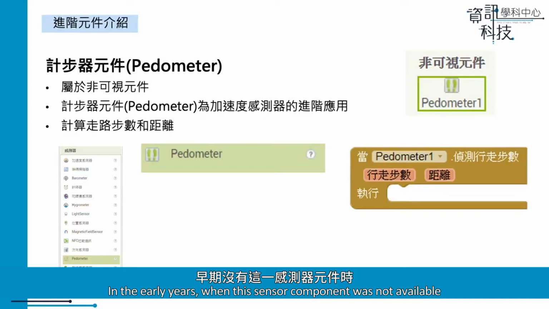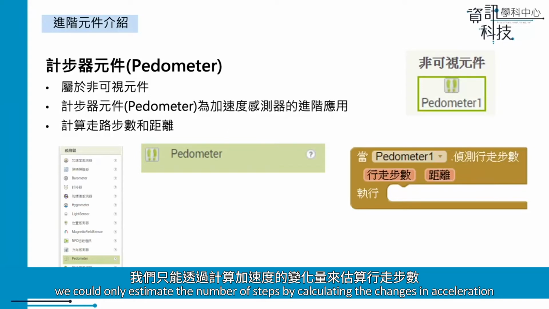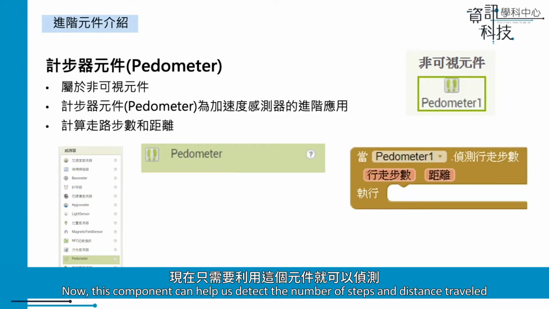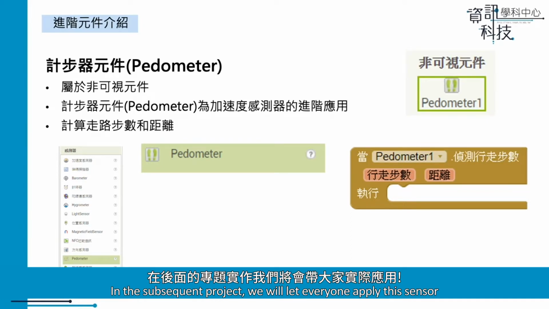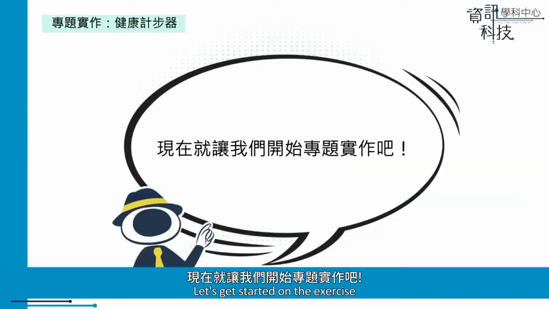In the early years, when this sensor component was not available, we could only estimate the number of steps by calculating the changes in acceleration. Now this component can help us detect the number of steps and distance traveled. In the subsequent project, we will let everyone apply this sensor. Let's get started on the exercise.